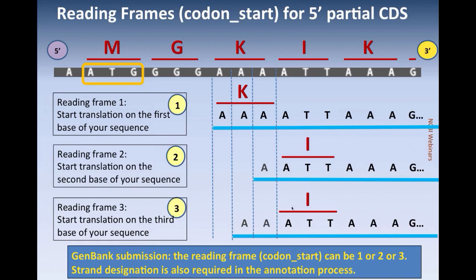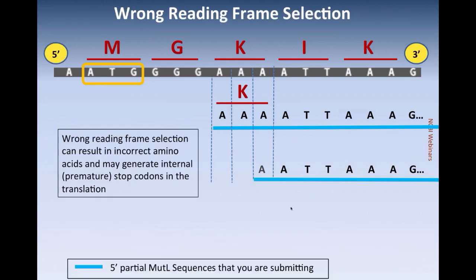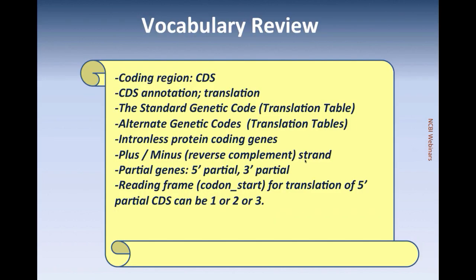So it's very important to get the reading frame identified correctly. Many times, if you select the wrong reading frame, you will get the wrong protein sequence because the translation will not represent the same amino acids. And you might even get a premature stop codon, which would lead to a truncated protein, which would then often be biologically invalid. So we've gone through these terms today so far in this biological review.